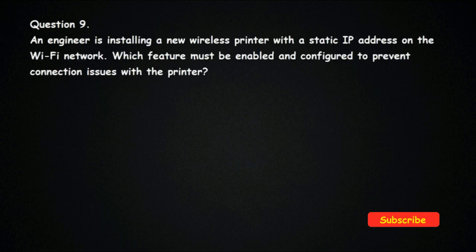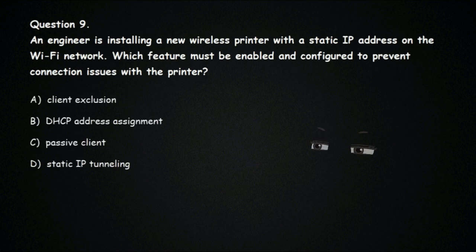Question 9. An engineer is installing a new wireless printer with a static IP address on the Wi-Fi network. Which feature must be enabled and configured to prevent connection issues with the printer? Options. Answer is B. DHCP address assignment.